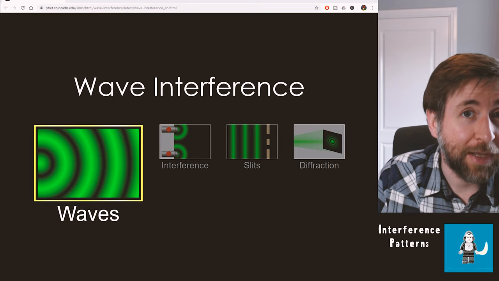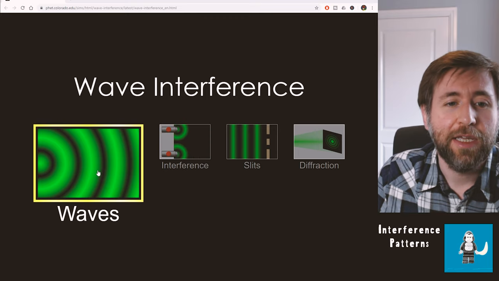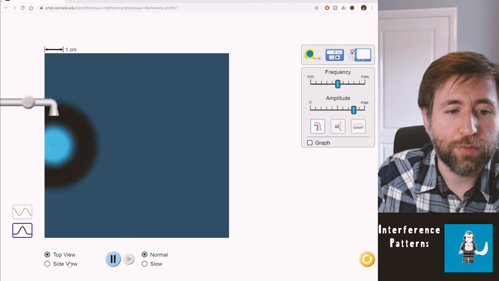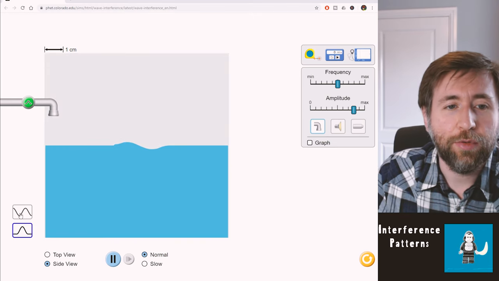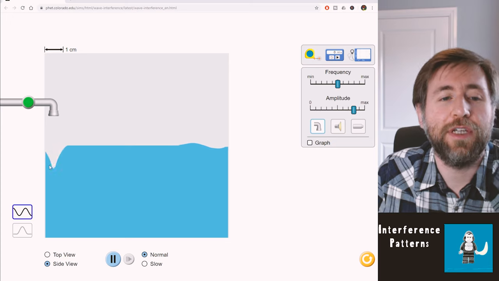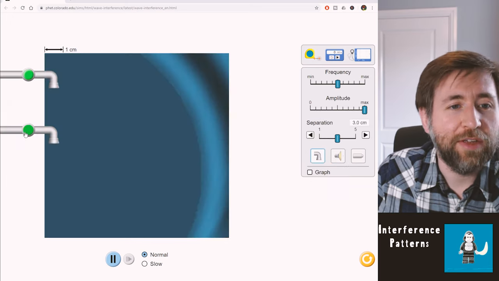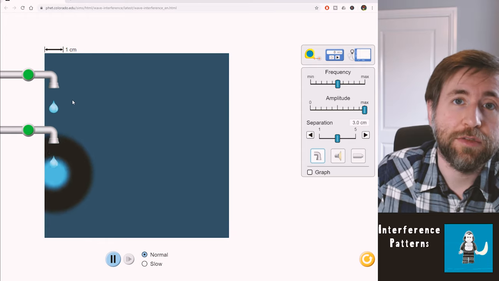I definitely recommend having a good play about with this PhET sim. It takes you right the way through from just understanding how pulses move across water, all the way through to understanding how waves can overlap in interference patterns. So here we have two semicircular wave patterns coming from, well, these are just waves on water.